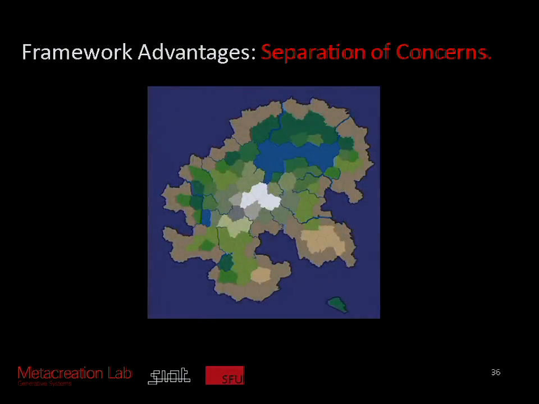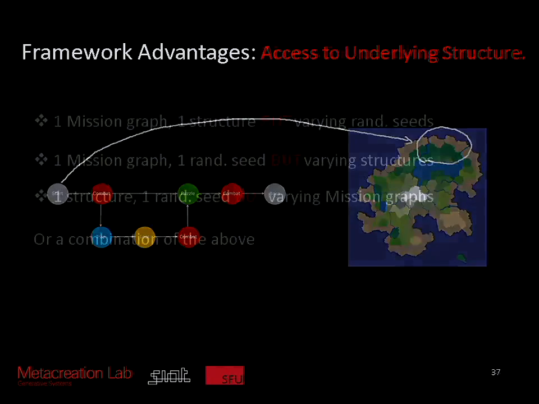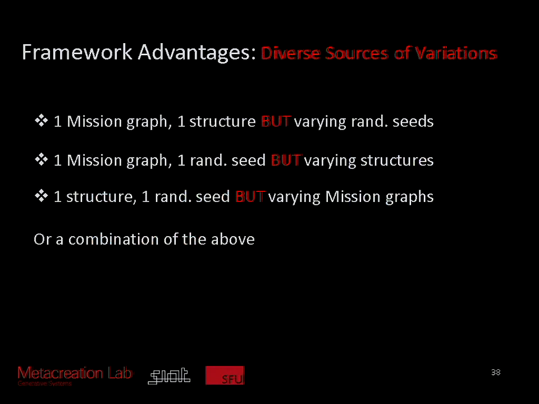So there are a couple of advantages to the approach we're taking. The first is that there's a separation of concerns. The geometry and the aesthetics come from the underlying structure, and the design intent is expressed as the mission graph. We have access to the underlying structure from the beginning, so we can express constraints in terms of elements in the underlying structure. And then there are diverse sorts of variations.